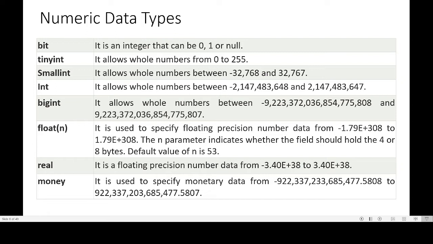It allows whole numbers. Then we have bigint. Then we have float. Then we have real. Then we have money. Money is useful to specify monetary data.